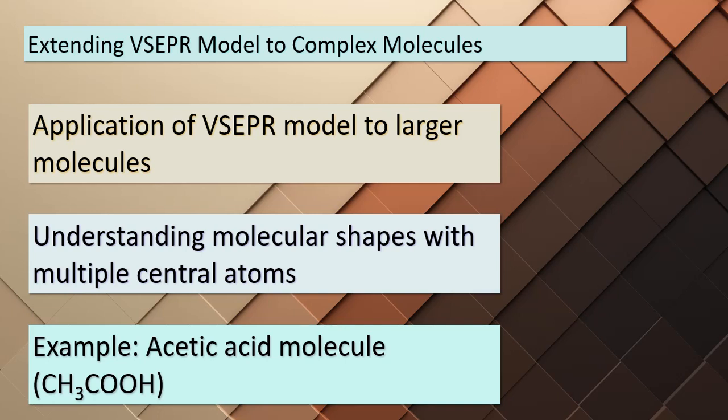The VSEPR model remains a powerful tool for predicting the shapes of even larger molecules. To illustrate this, let's consider the acetic acid molecule, which has the formula C2H4O2. This molecule consists of multiple atoms, including carbon, hydrogen, and oxygen, arranged in a specific configuration. By applying the principles of the VSEPR model, we can decipher its shape and gain valuable insights into its geometry. So, buckle up as we journey into the world of intricate molecular structures.